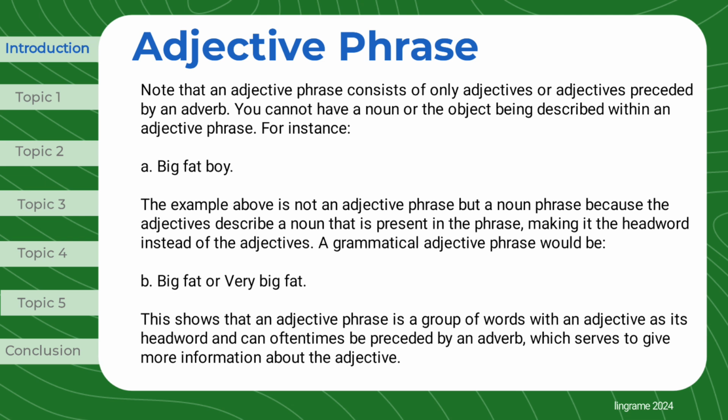You cannot have a noun or the object being described within an adjective phrase. For instance, big fat boy. The example above is not an adjective phrase but a noun phrase because the adjectives describe a noun that is present in the phrase, making it the head word instead of the adjectives. A grammatical adjective phrase would be big fat or very big fat. This shows that an adjective phrase is a group of words with an adjective as its head word and can oftentimes be preceded by an adverb, which serves to give more information about the adjective.